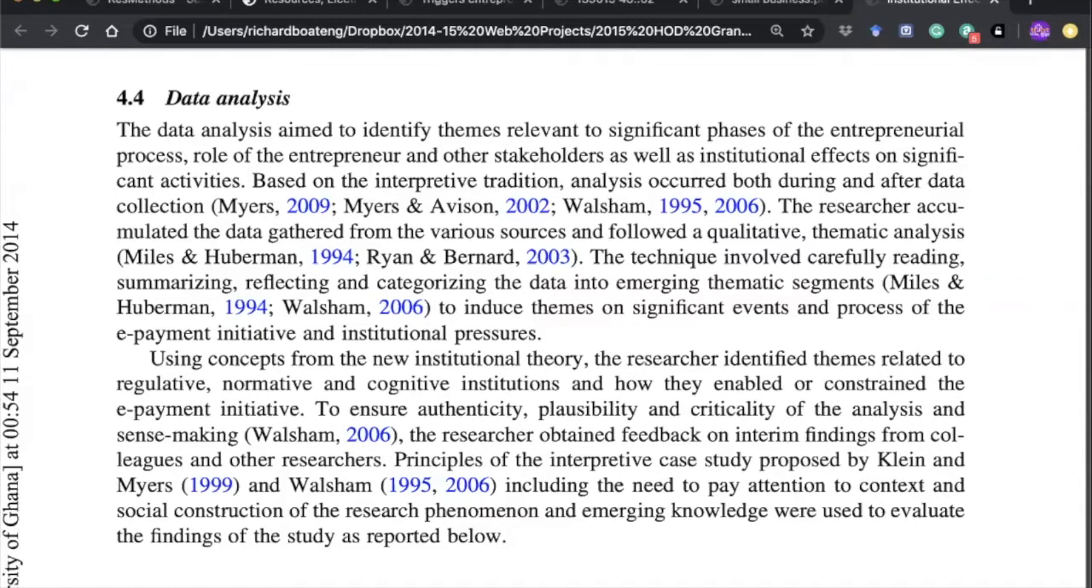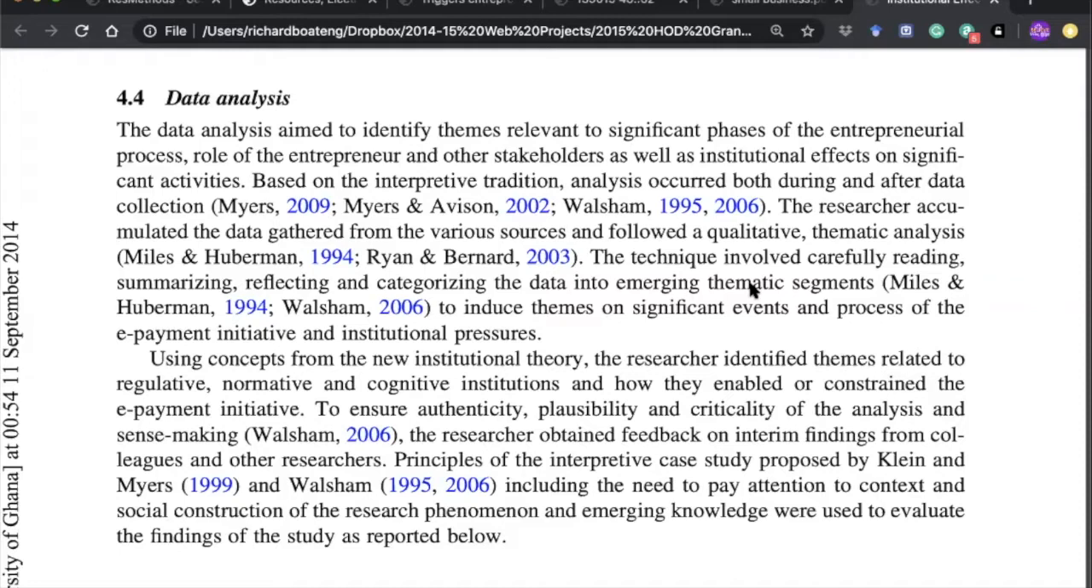My themes will center on the entrepreneurial process. My themes will center on the role of the entrepreneur. My themes will center on the role of the stakeholders. And my themes will center on the institutional effects on the significant activities. So in the nature of the timeline of the business, he's trying to build themes around it. Okay. Now, he's going to analyze those things.